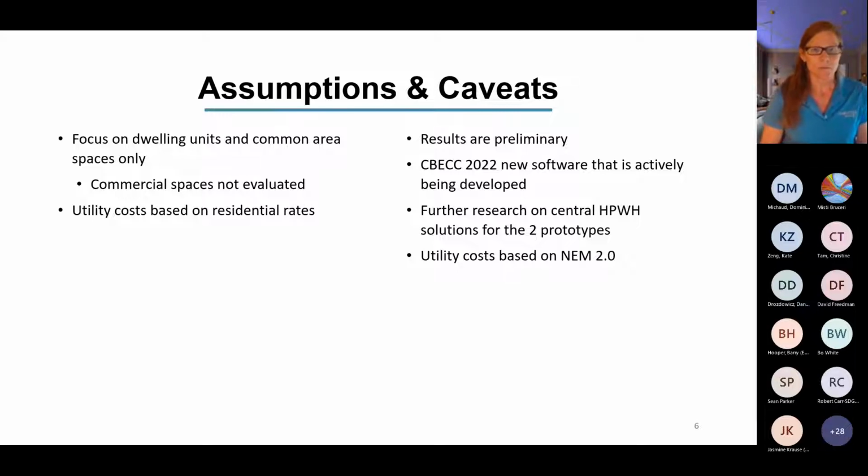We're also doing a little bit more research on central heat pump water heater strategies for the 2 prototypes, and I'll talk about that a little bit later. And lastly, utility costs are based on today's net energy metering 2.0. We know that that will be changing, but we don't know how that will be changing. So it's hard to estimate how those changes will impact this analysis. So we are using today's utility tariffs.